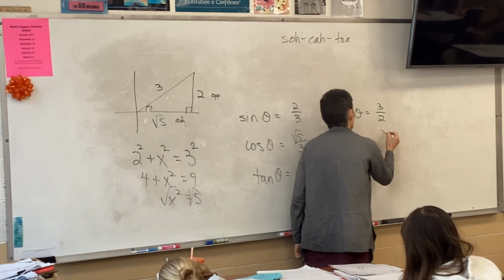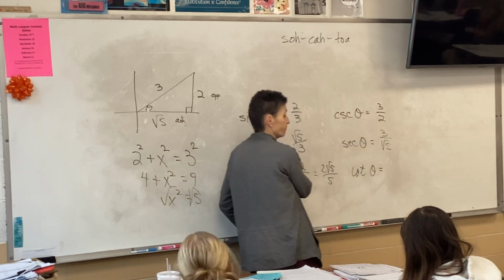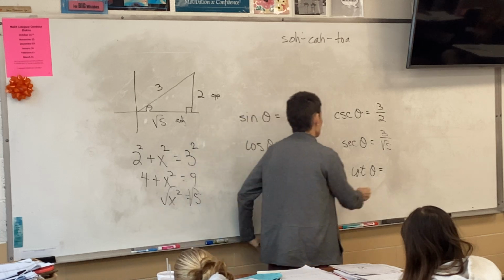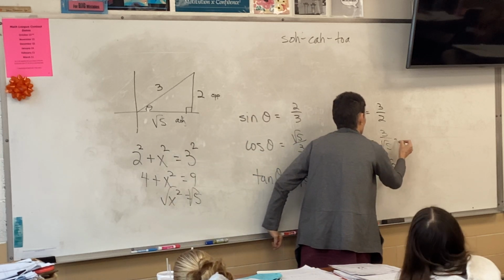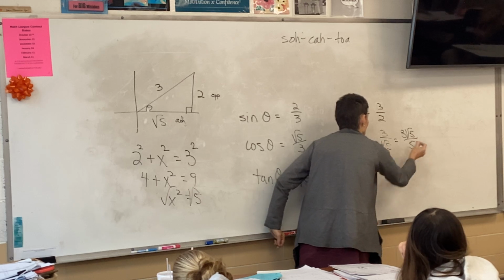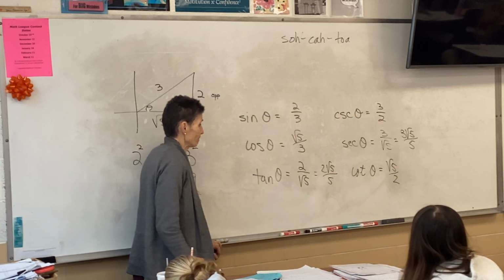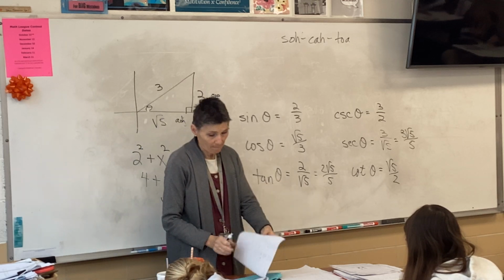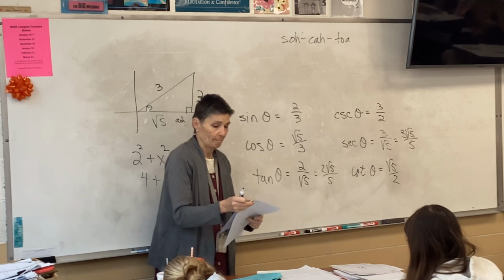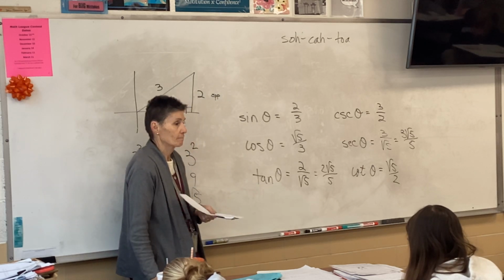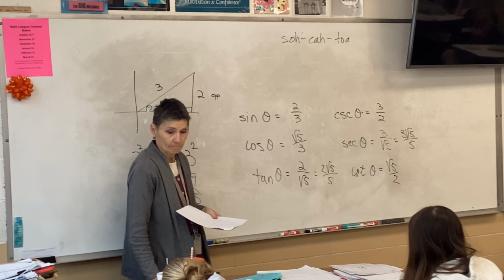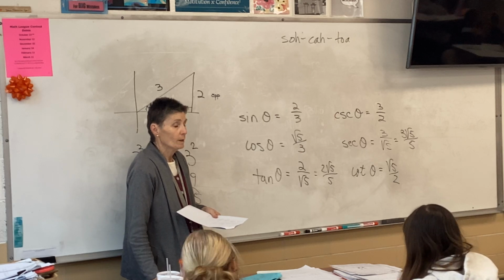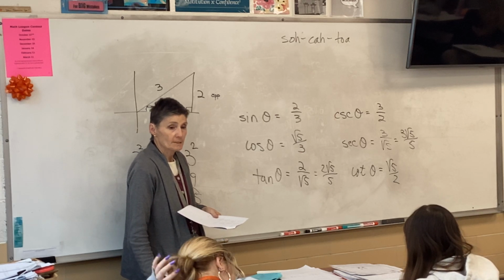Secant is 3 over root 5. Secant is the flip of the cosine, the reciprocal of the cosine. And then cotangent is. Anybody have a question about that? Well, let's look at the next one.